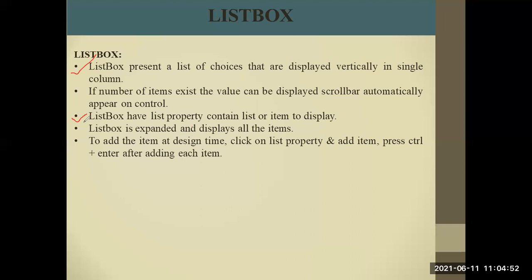Then to add an item at design time, we click on the list property and add item. Then we choose the option of adding each item. How can we add each item? It is very simple to add. You simply have to choose the property tab or property window of the list, where you choose an option called add item. Then we can perform a method that is going to add your item to a particular list.